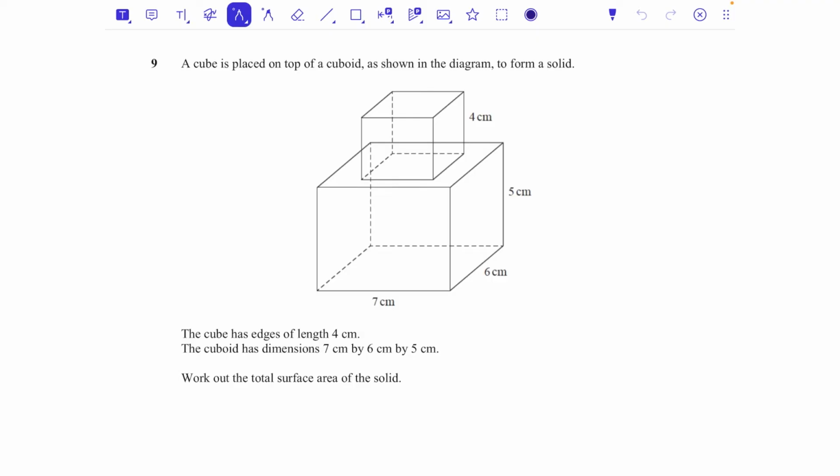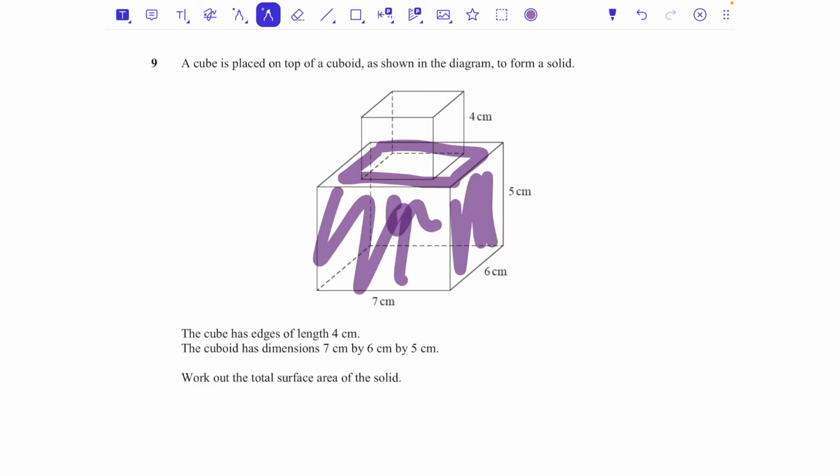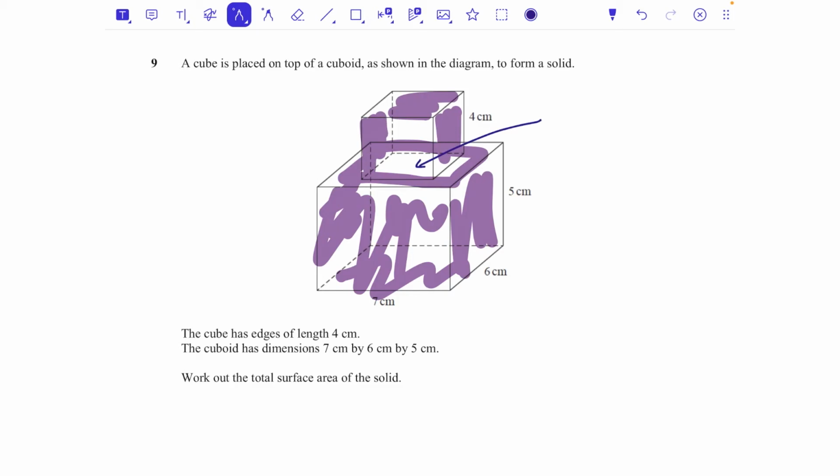So the surface area is the area of all of the faces added together. And that's going to be all of this around the outside here, the front face, the side face, the back, this side, and the underneath. But it's also going to be the surface area of this face. However, this bit in the middle here, we're not going to count because we would not have that bit on the outside of the shape, so it does not form the surface area.